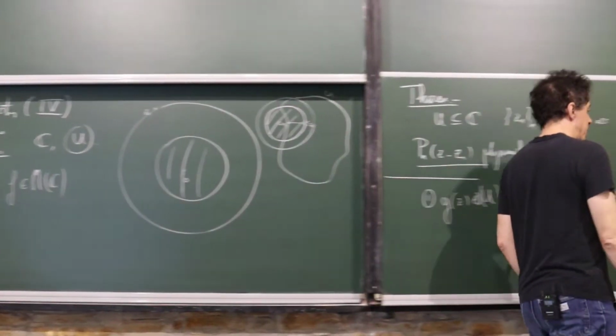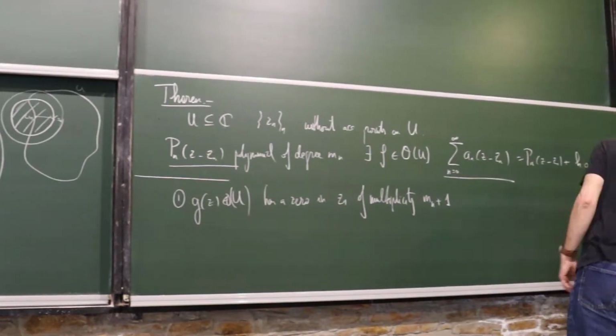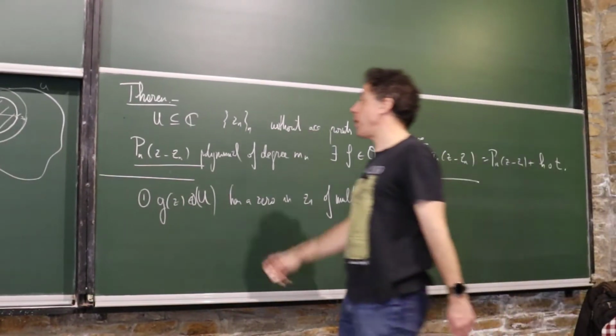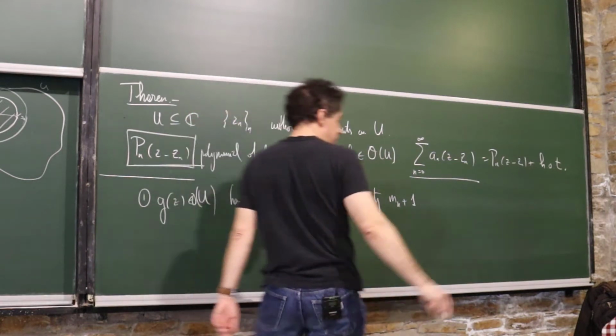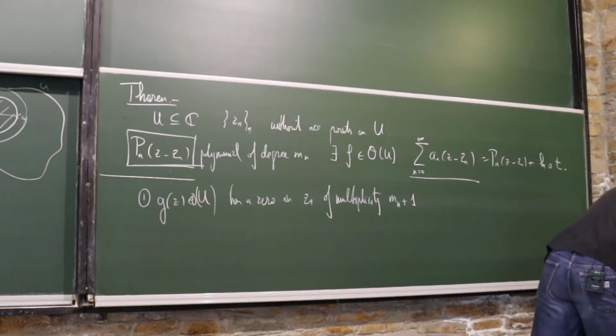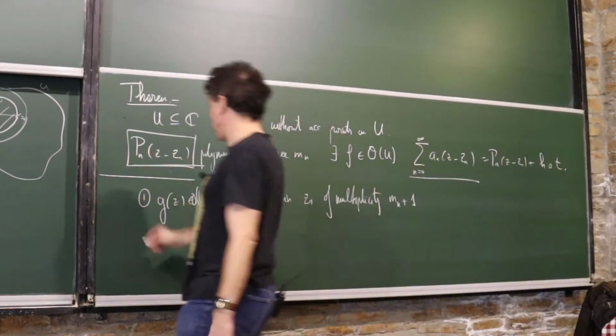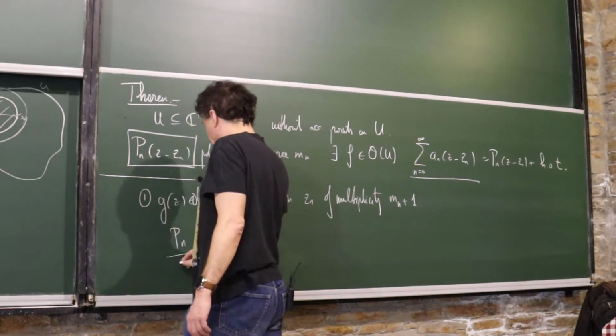Okay, this function exists. Okay, second, take for instance, well, you take this polynomial here, call it Pn, and divide this polynomial by g.